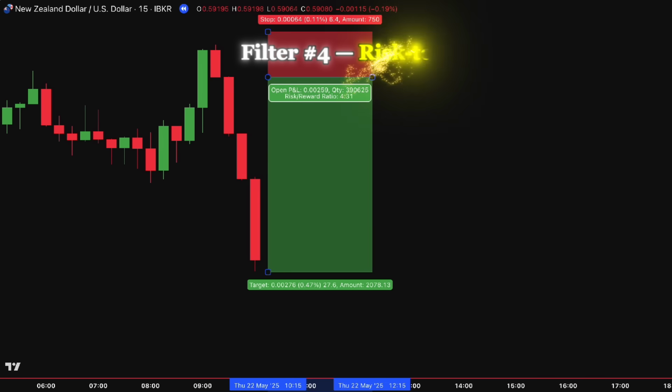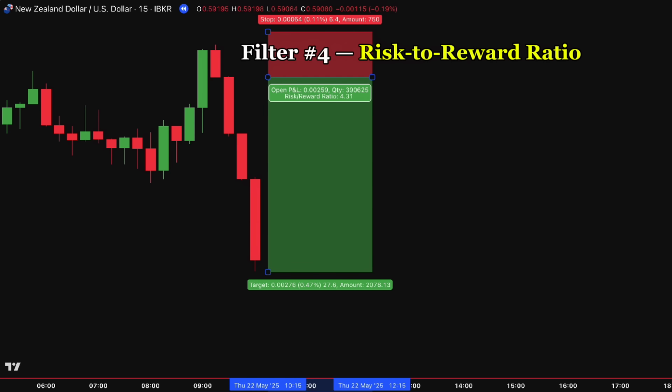Never trade a zone unless it offers at least a 3-to-1 reward to risk ratio. If your potential profit isn't at least 3 times your risk, the setup isn't worth it, no matter how clean it looks. Why? Because over time, poor risk to reward will kill your edge. Discipline is what separates consistent winners from the rest.